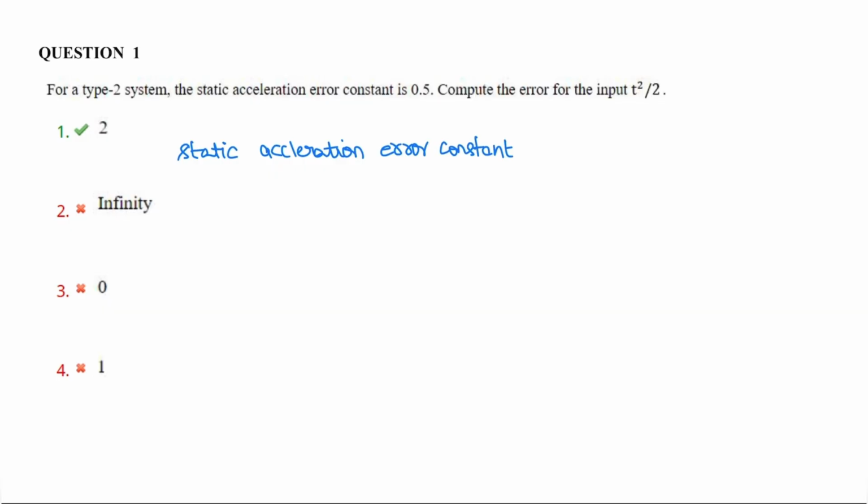Hello everyone, let us see the solutions for Polytechnic Lecturer 2024 ECE question paper conducted by Andhra Pradesh Public Service Commission. First question. For a type 2 system, the static error constant is 0.5. Compute the error for input t square by 2. So given input is t square by 2. Say it is r of t. So Laplace transform of r of t, that is R of s.